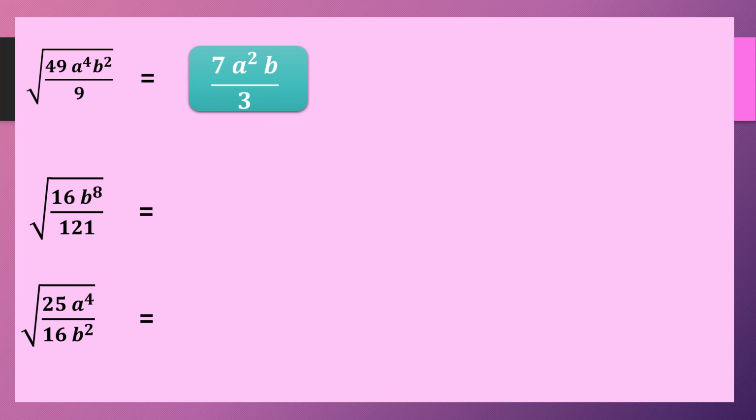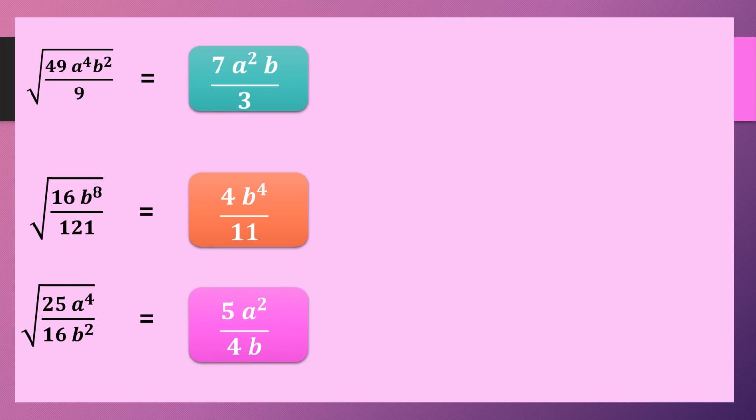Yes, the first one: the square root of 49 equals 7, a power 4 becomes a power 2, and b power 2 becomes b. The square root of 9 equals 3. The second example, the square root of 16b power 8 over 121 equals 4b power 4 over 11, because 11 times 11 is 121. The square root of 25a power 4 equals 5a power 2 over 4b.